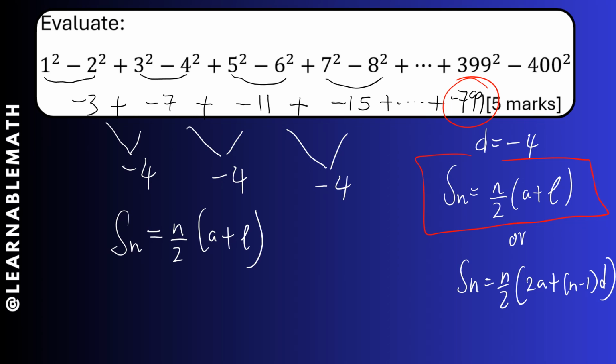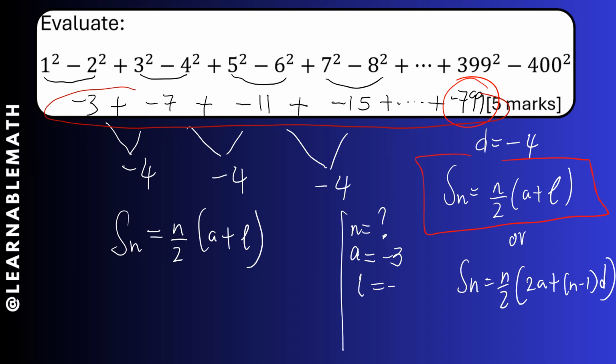I do know that n, in this case, how many terms are we adding up? In this case, we are not yet sure. We're going to go and calculate that. Our a, the first term in our series here, is negative 3, and the last term is negative 799, right? So obviously we need to know how many terms are being added.